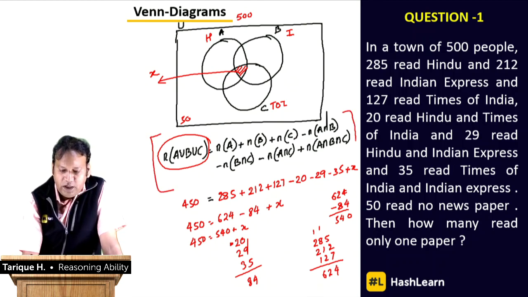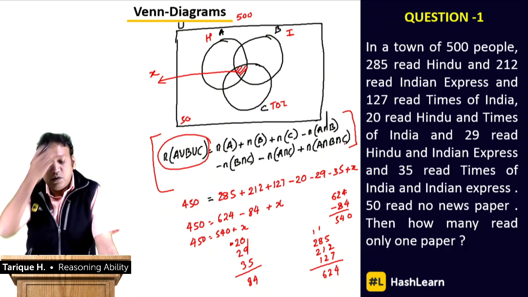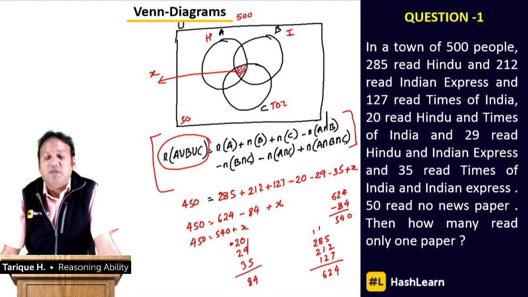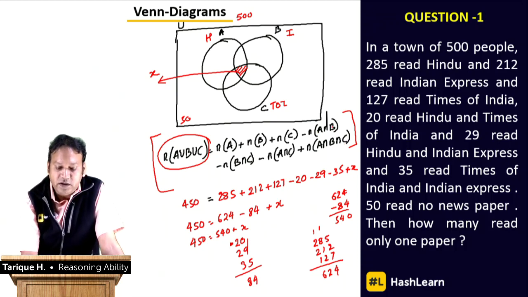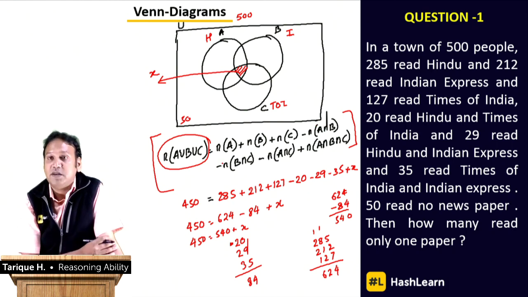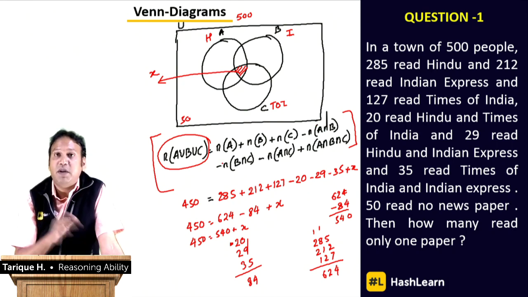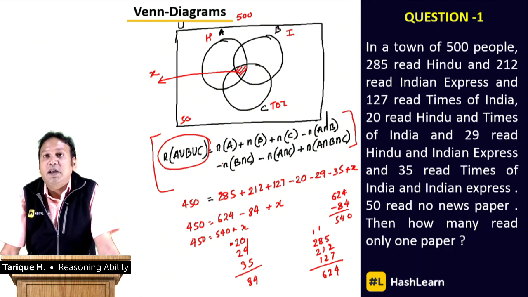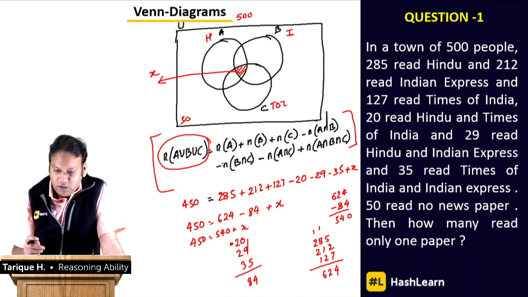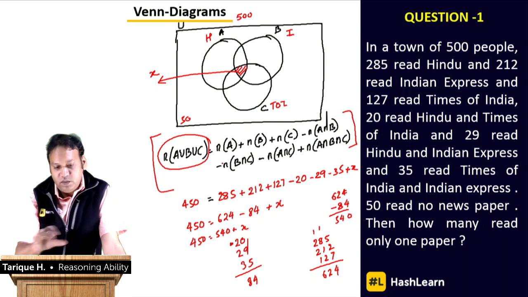But this is the formula that you can just note down: n of A intersection B intersection C is equal to n of A plus n of B plus n of C minus n of A intersection B, minus n of B intersection C, minus n of A intersection C, plus n of A intersection B intersection C. Okay, so there is some data mistake in the question. So this is one of the formulas.